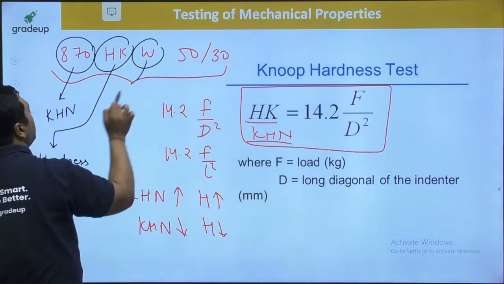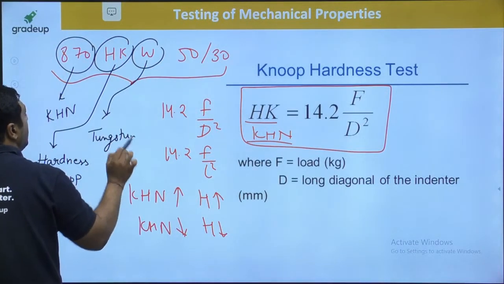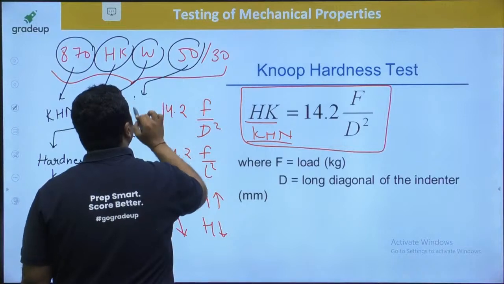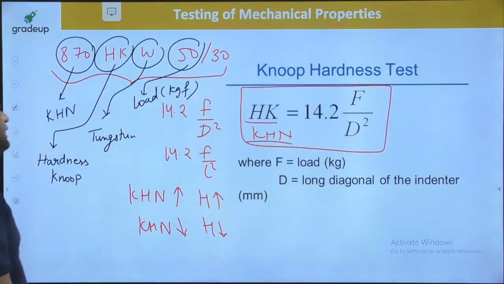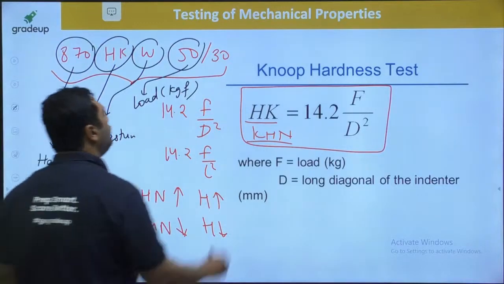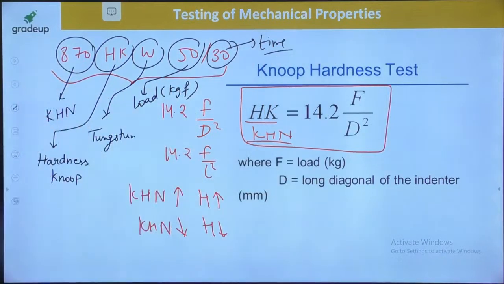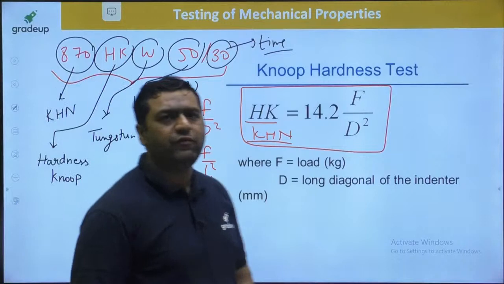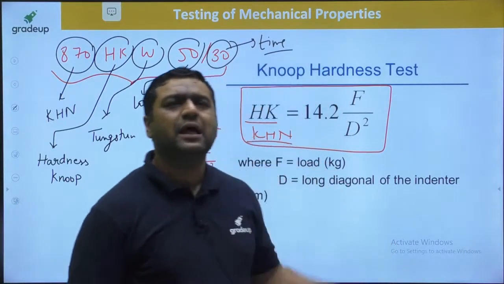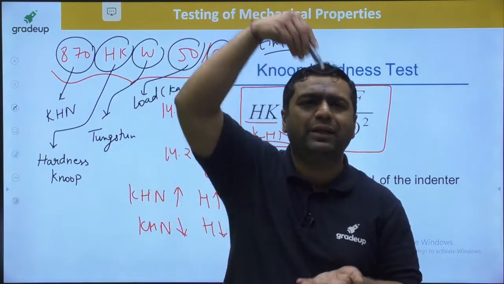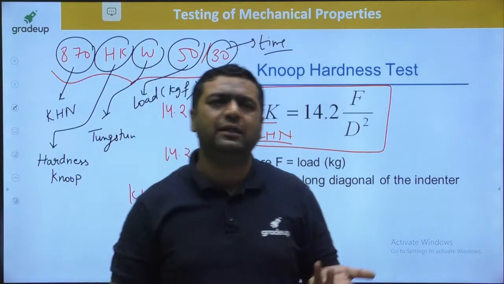This is the material for which hardness is measured, that is tungsten. This 50 is nothing but the load in kgf. If you multiply it with 9.81, you will get the force in Newton. This is the time for which the load is applied. Yes guys, this is the Knoop hardness test. Everywhere the concept is the same: you indent the indenter into the workpiece, and based on that indentation you get the values.